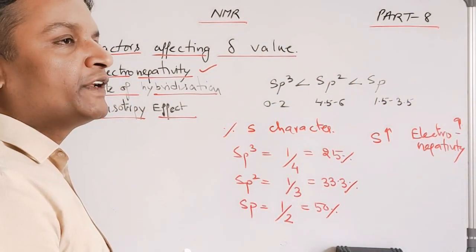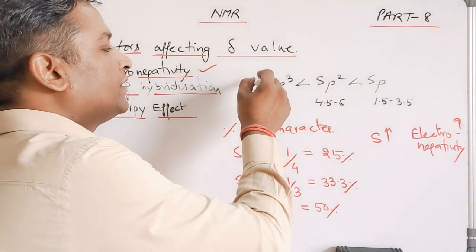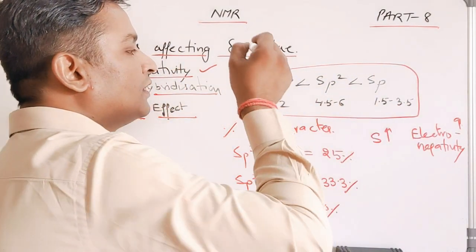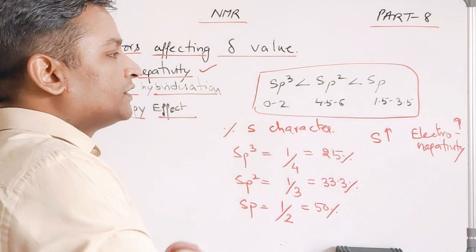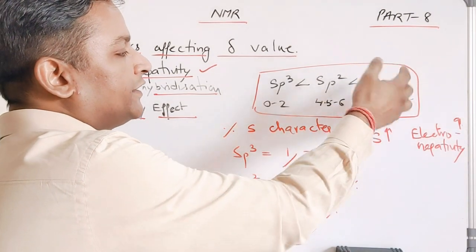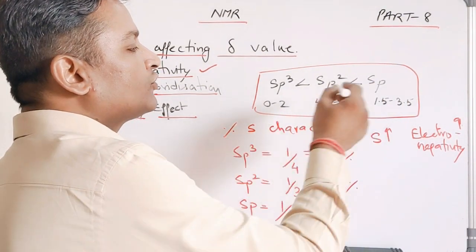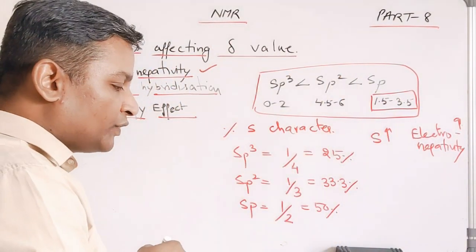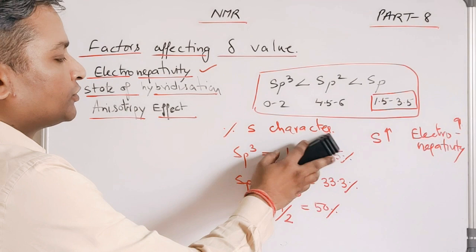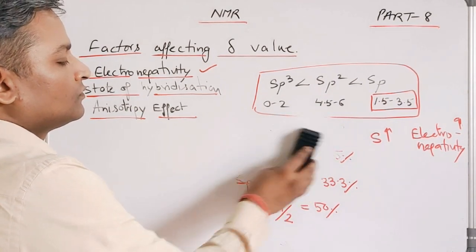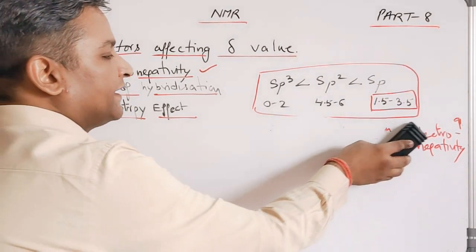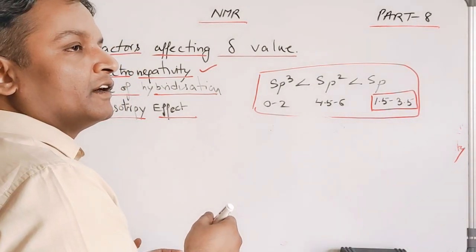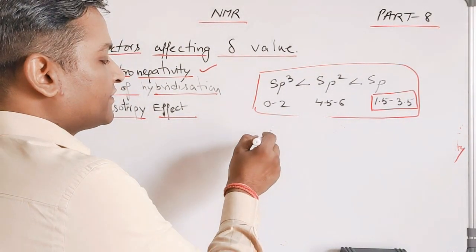So we are observing an altered order of the delta value, because the sp is expected to be the highest, but it is not the highest, it is occurring at a middle value. So we can observe here what we actually observe. What we actually observe is that sp, which should show us the highest delta value, is showing us the intermediate value.